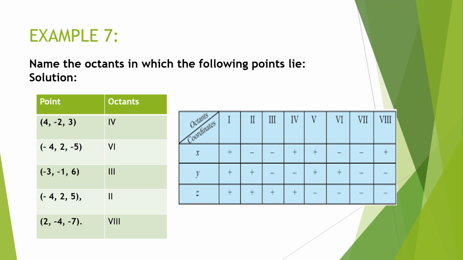For example, suppose the point (4, -2, 3) is given. First coordinate plus, then minus, then plus. So plus, minus, plus. It is in the fourth octant. Similarly, the second point (-4, 2, -5) means minus, plus, minus. It is in the sixth octant. Similarly, other points are given. You just have to see the signs and write the corresponding octant.